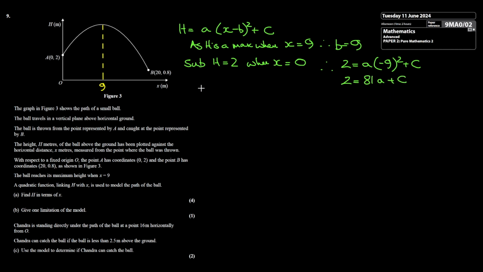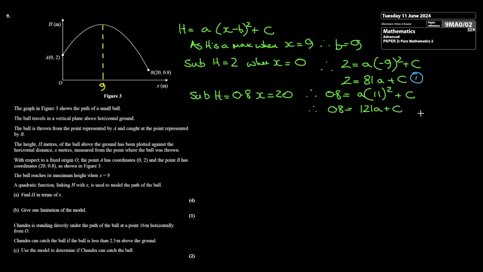Now substitute our other two values. So 0.8 is equal to a. This is now 20 minus 9, so that's 11 squared plus c. Again, simplifying a little bit, we've got 0.8 is equal to 121a plus c. Simultaneous equations, this is equation 1, this is equation 2. So if you solve these two simultaneous equations, equating the c's, for example, or eliminating them, you get that a is equal to negative 3 over 100, and c is equal to 443 over 100.